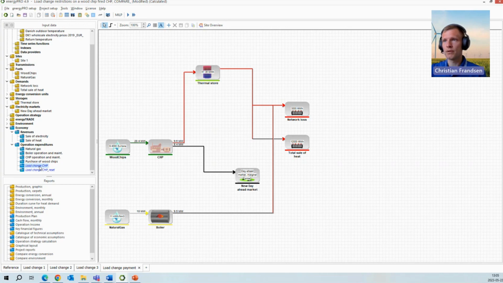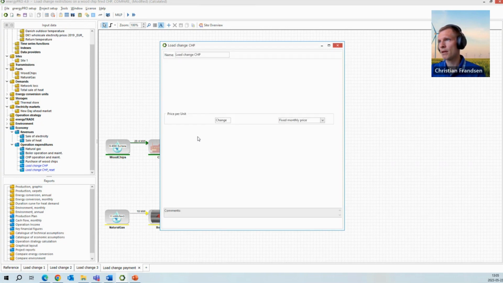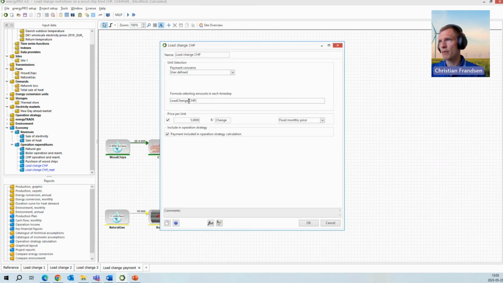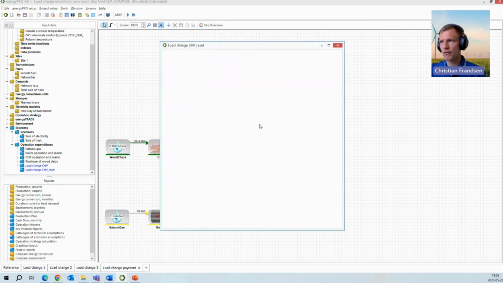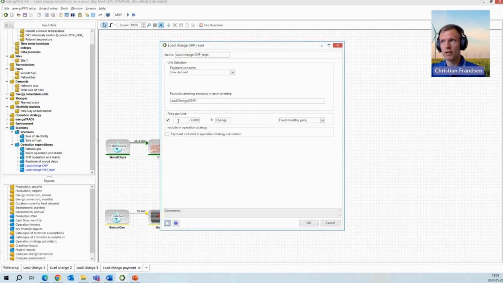And if I open this one up, you can see that we have this formula expression here, load change, and the argument here is the CHP. So this means that every time the load of the CHP changes, it has a cost of €5 per change. Then I've also added a reset of this payment, so that this reset is not included in the operation strategy, but it cancels out so that it doesn't affect the overall economy.